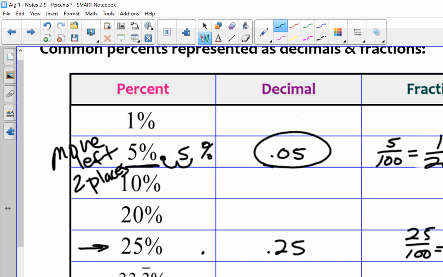When I moved the decimal over 2 places, I had an empty place right here, okay? If I get an empty place when I move the decimal, I need to fill it in with that 0. So that's where that came from. I had an empty spot. So please make sure it's always 2 places. If you have an empty spot, fill it with 0.